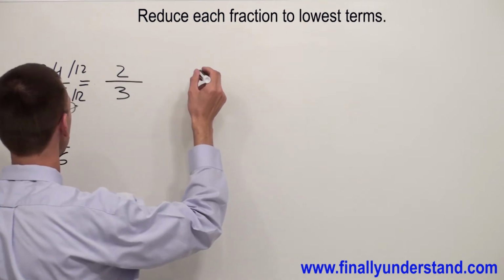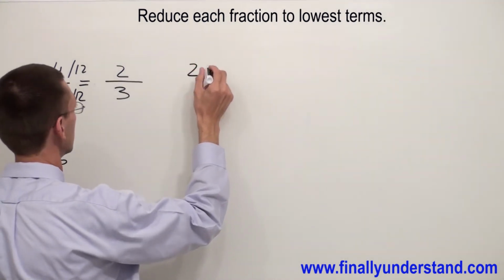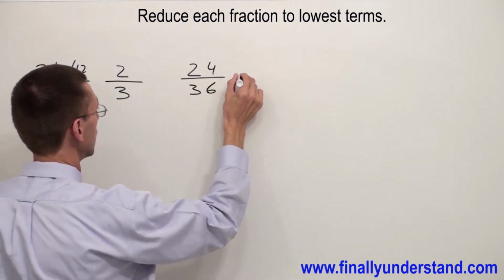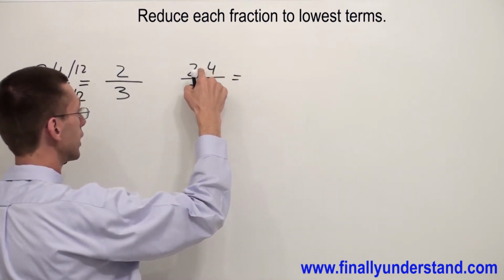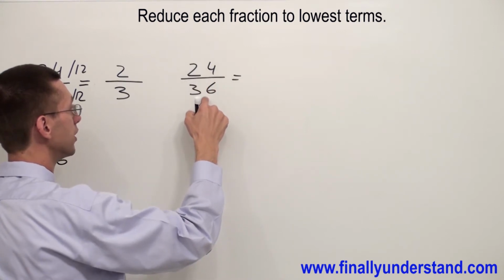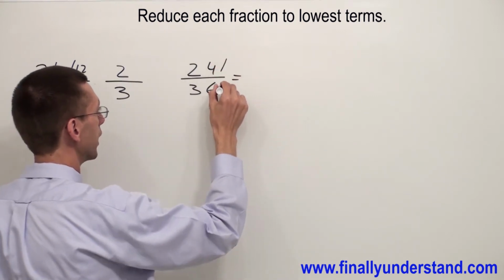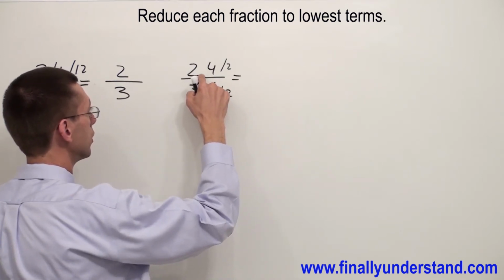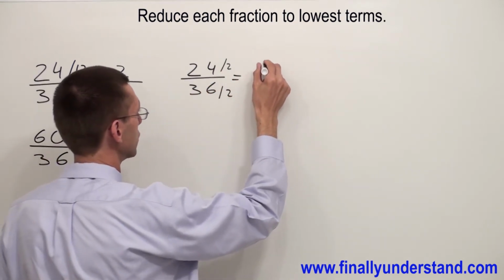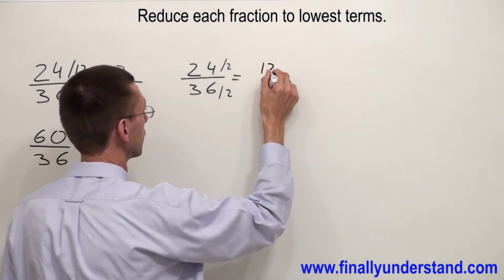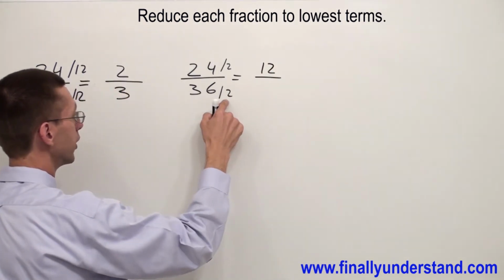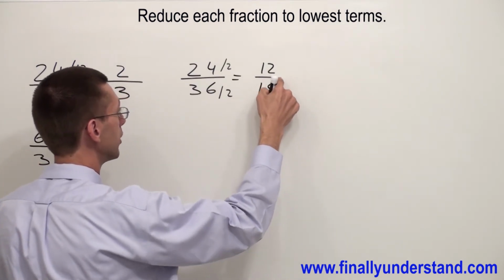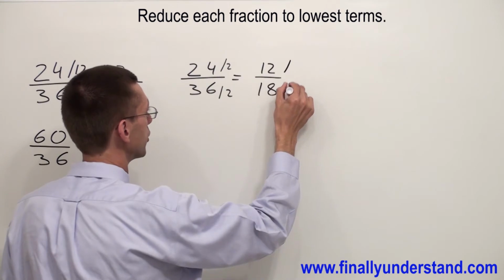Let me solve this problem in a different way, a little bit longer. I have 24 over 36. Please notice that 24 and 36, both of them are even numbers, so they're divisible by 2 for sure. 24 divided by 2 is 12. 36 divided by 2 is 18. Again, I have even numbers. Both of them are divisible by 2.